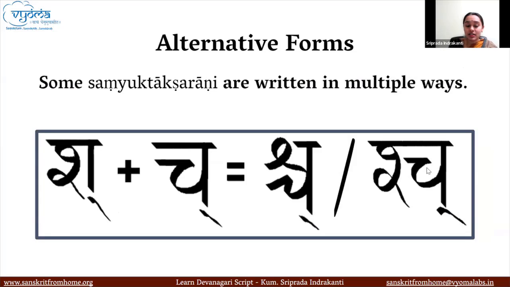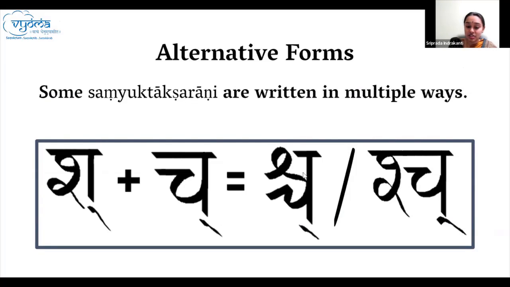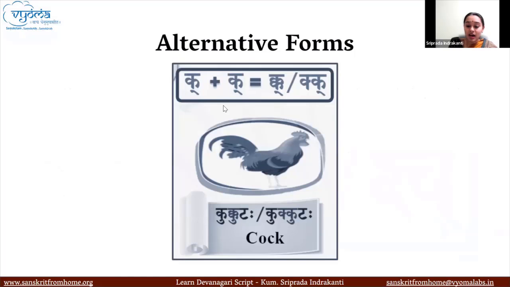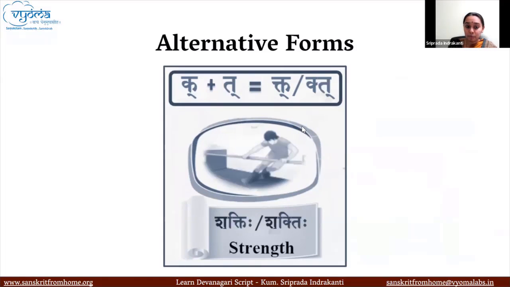And then we have alternative forms. Some Samyuktaksharas can be written in multiple ways. So if you see Sh and Ch, like Sh as shown here, or as Sh as shown here, they both are accepted, both are right. And we also have Kukkutaha, which could look like stacked up on each other or next to each other as half letter. This is also correct. We have Shaktihi, which is strength, and then we can write it this way.